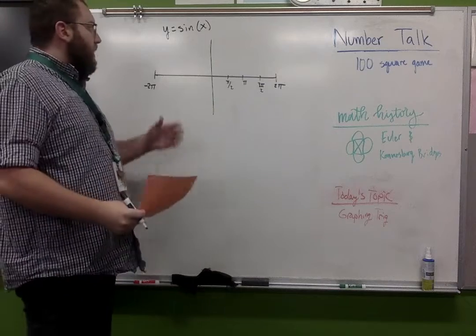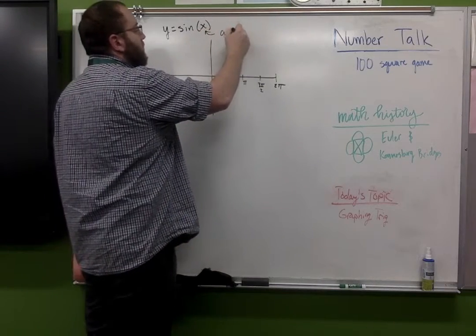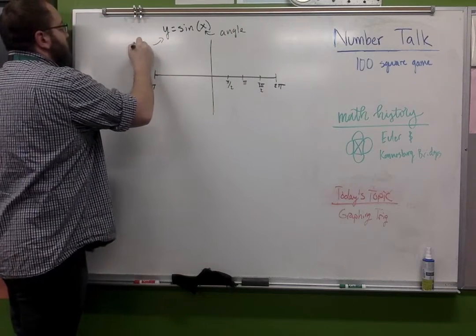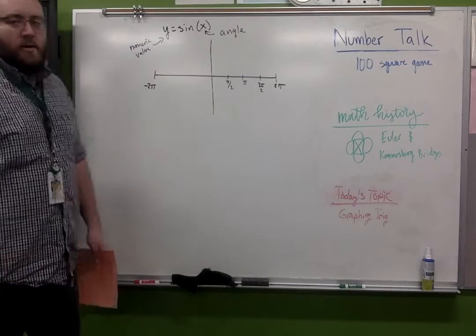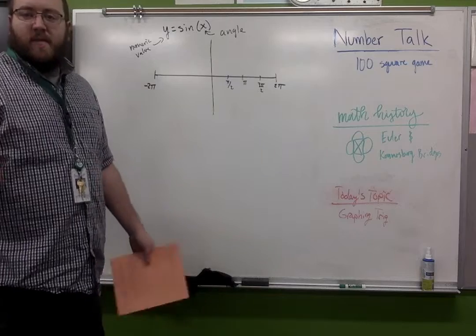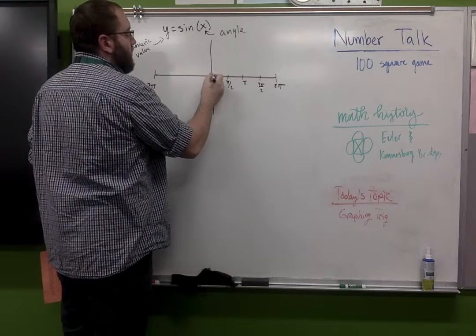All right. So now, remember that with trig functions, you plug in an angle, and what you get out is a numeric value. Okay, so you plug in an angle, and you get a numeric value out. So let's just start. Sine of 0. If I plug in 0 radians here, sine of 0 is 0. So there's my point.